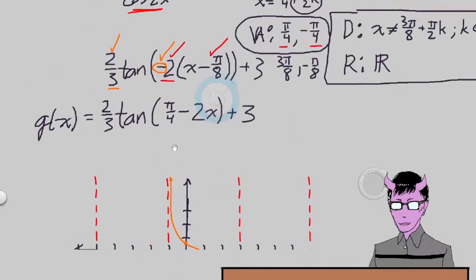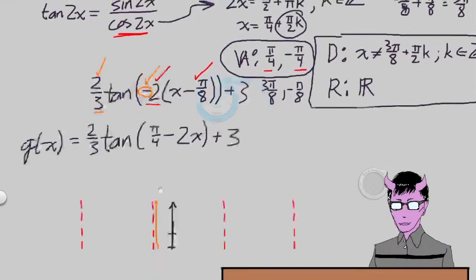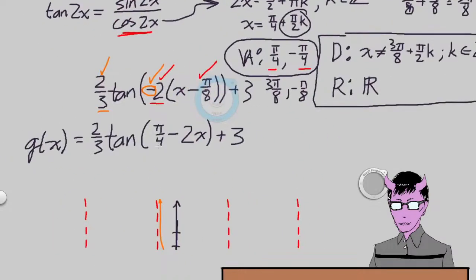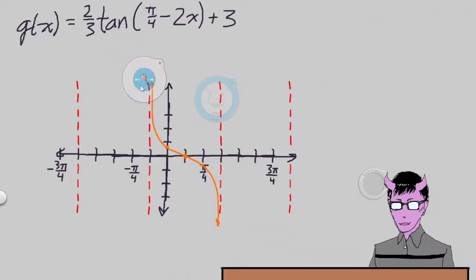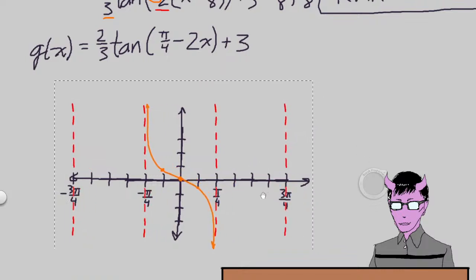Wait a minute. You know what? I think this is going to end up being wrong. That's okay. I think I always like to do the reflections prior to the shifts, so I should have done the reflection first. Let me think about it for a moment. So if the shift had been done first, let me do something real quick. Hold on. So I'm going to undo the shift. So the reflection has already happened.